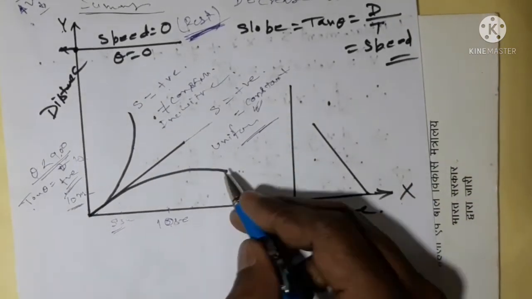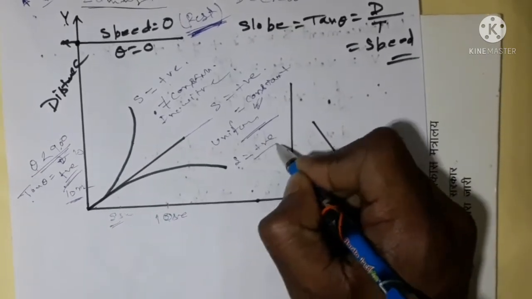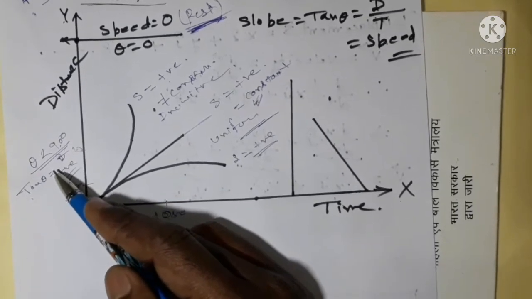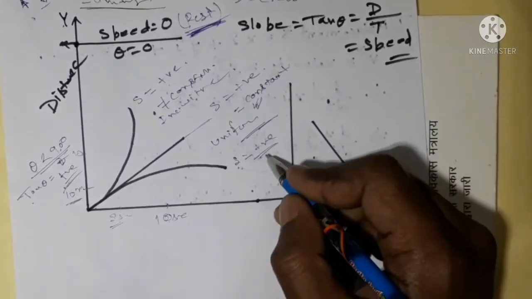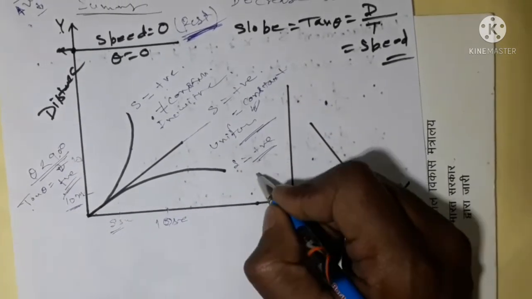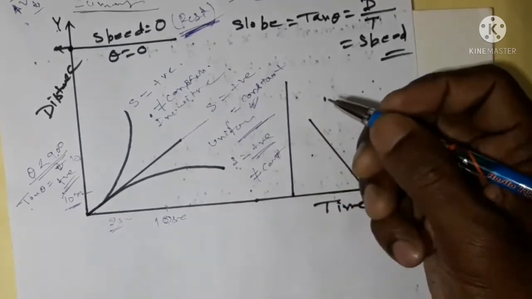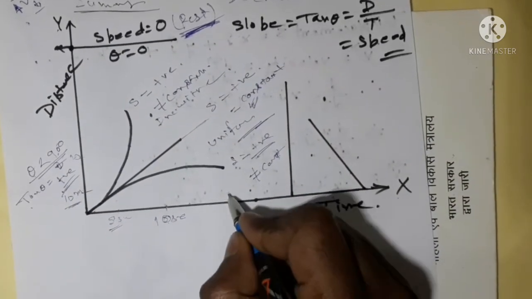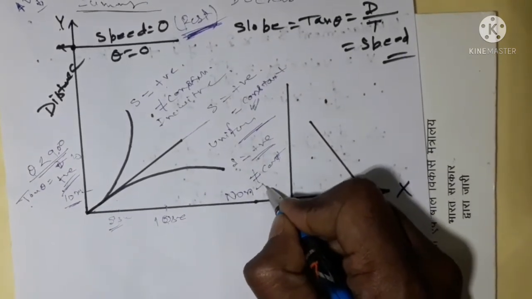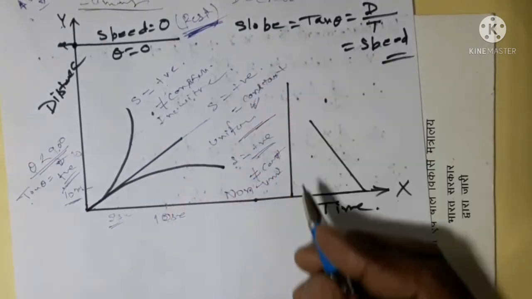And this one, speed is positive because the angle is less than 90 degrees, so all values of tan theta are positive. But it is not a straight line, it is non-linear in nature, so speed is not constant. This type of graph is a non-uniform motion graph, and this is also a non-uniform motion graph.